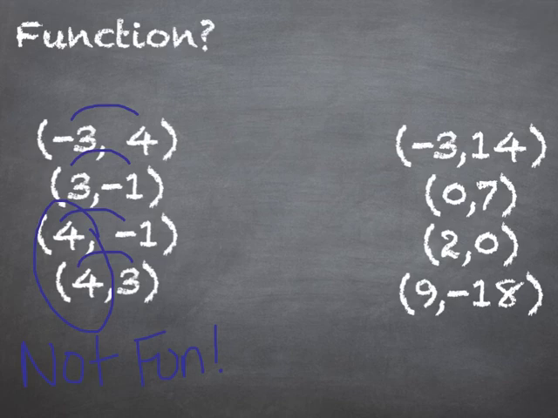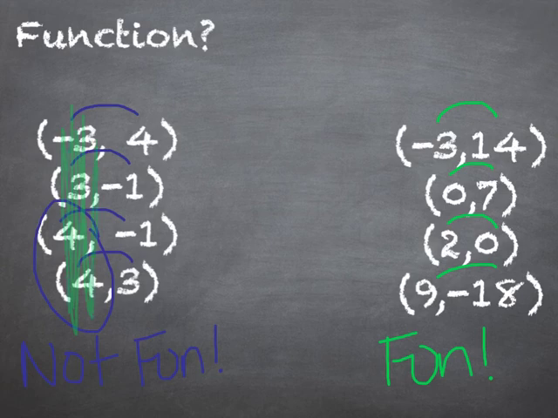Over here to our second group of numbers, we see -3 is grouped to 14, 0 is grouped to 7, 2 is grouped to 0, and 9 is grouped to -18. Each input has only one output, so this one is a function. A nice little trick is to look and see, are the x values listed only once, or are they listed twice? If they're listed twice, chances are it's not a function.